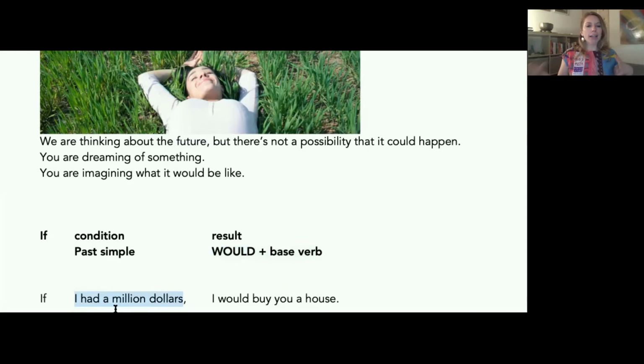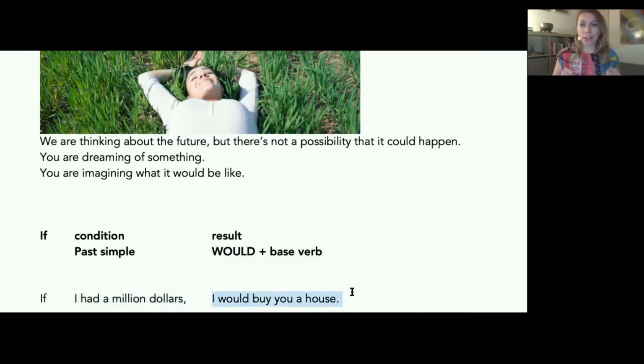So in this moment, as I speak this, I am just imagining this as fantasy, not as a real possibility, okay? If I had $1 million right now, there's no possibility that I have it right now, but if I had $1 million, I would buy you a house.